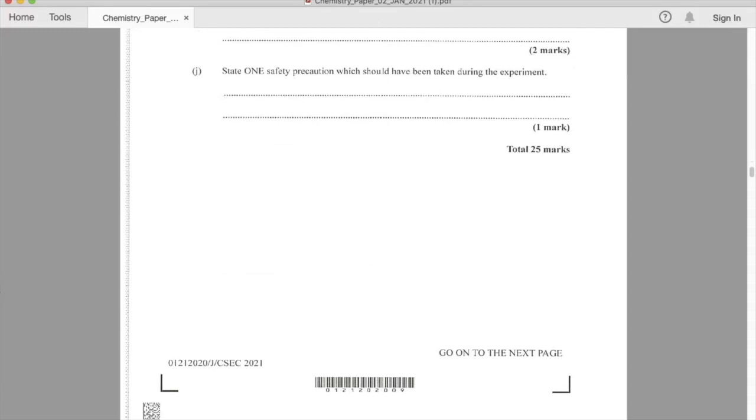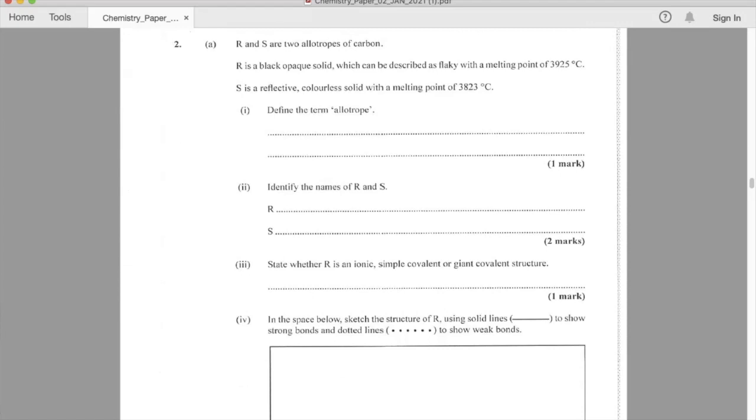State one safety precaution, which should have been taken during this experiment. We're working with acids, we're working with bases here, so we would need to wear our personal protective equipment, such as goggles and gloves. One of the cool things about chemistry, we get to wear goggles. So we're at number two. That part took a little while. We don't want to spend more than 30 minutes on number one.